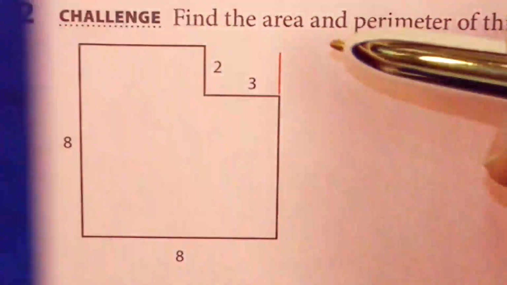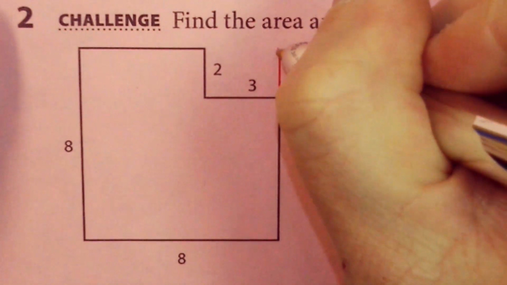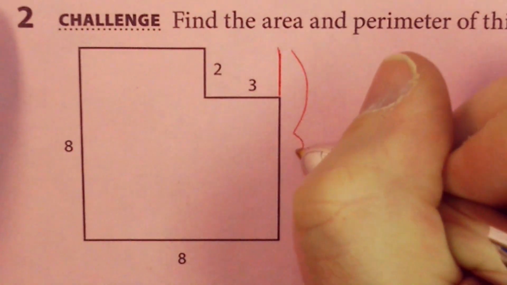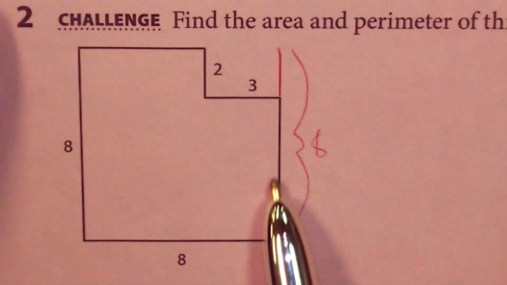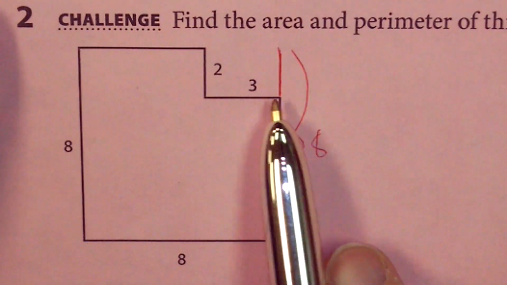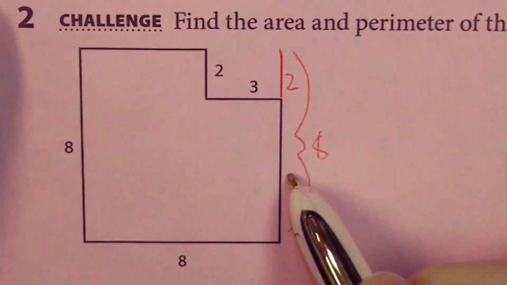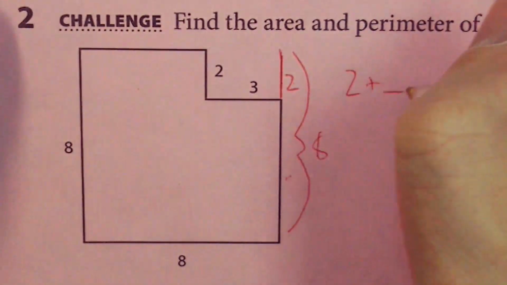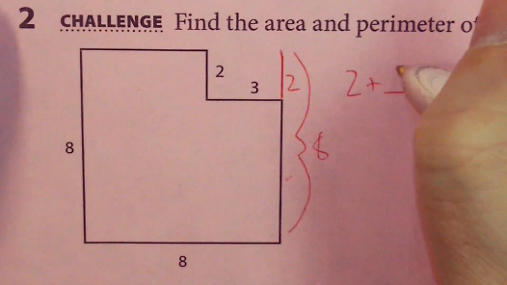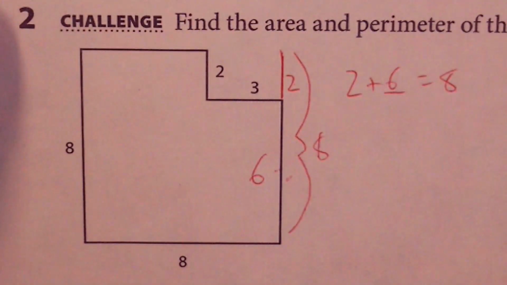But we know that this whole line would be 8. But the issue is that my line, this here, doesn't go all the way. But I do have this line here, which is 2. Right? So 2 plus whatever this length is here has to be 8. 2 plus what is 8? Well, 2 plus 6 is 8. So I know that this side is 6 right here.